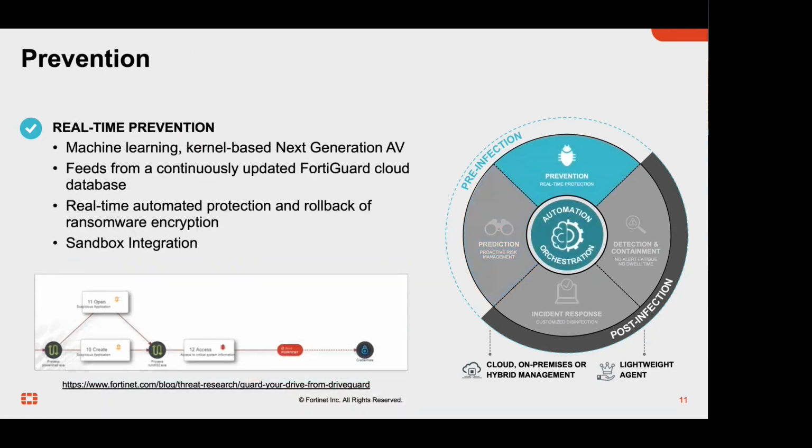Next is the prevention part, which is the real-time prevention based on a combination of machine learning, next-gen AV, and all this kind of stuff. Also the sandbox integration, which means if a file hits the machine which we never saw before, it means as well our FortiGuard cloud.